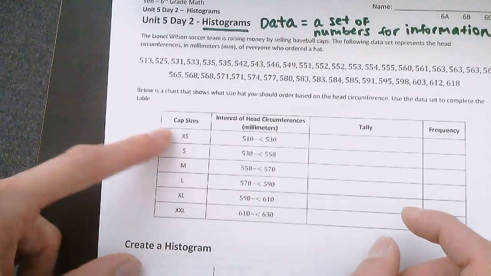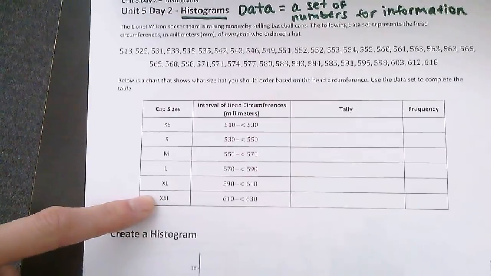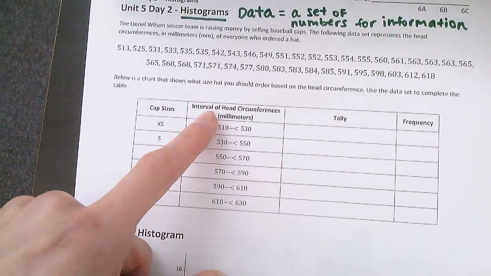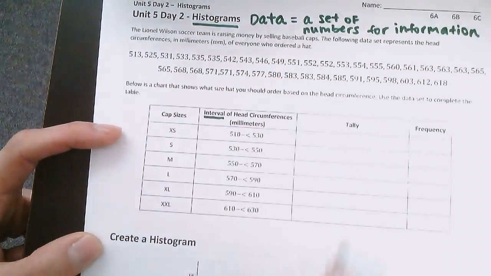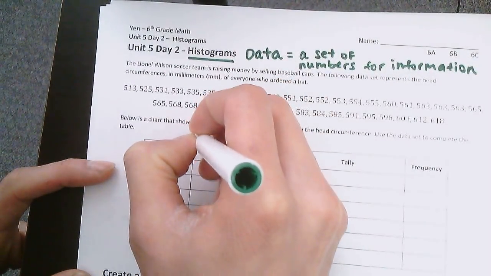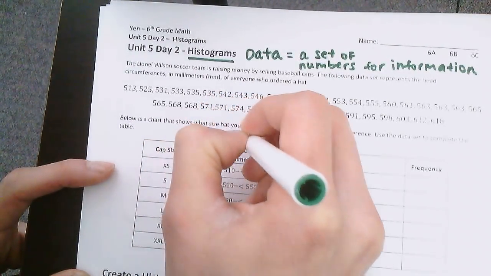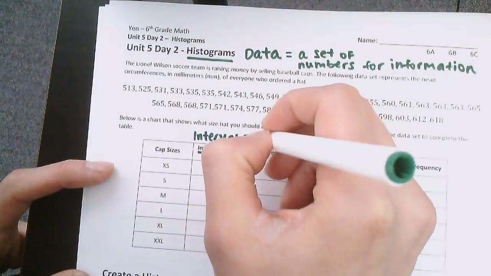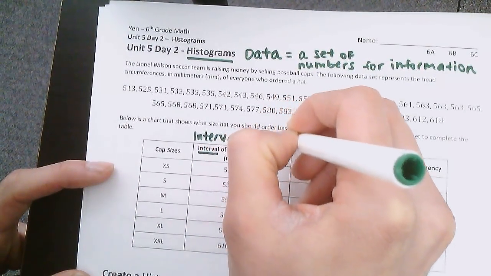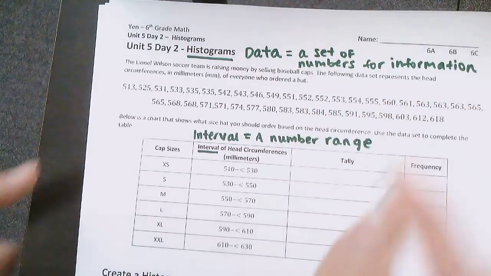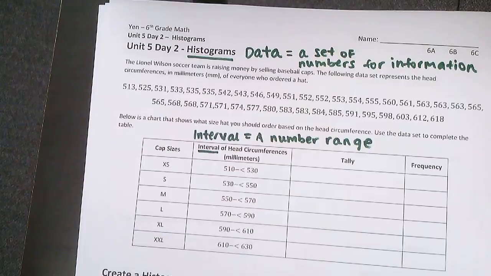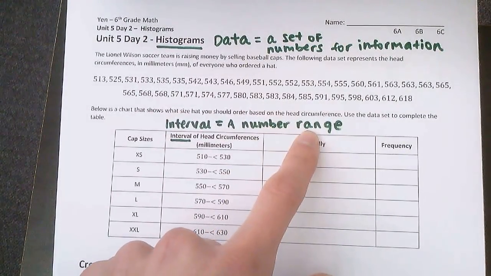We have cap sizes, from extra small all the way up to extra, extra large. And then there are intervals of head circumferences. I want you to underline this word interval, and above, we're going to write interval. What that means is an interval is a number range. So from like 1 to 5, that's an example of an interval. Or everything from 50 to 100, that's another example of an interval, a number range.